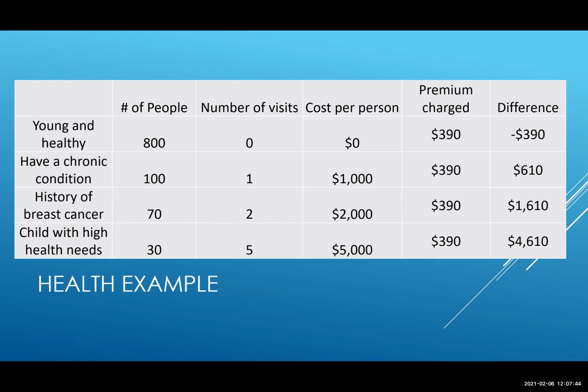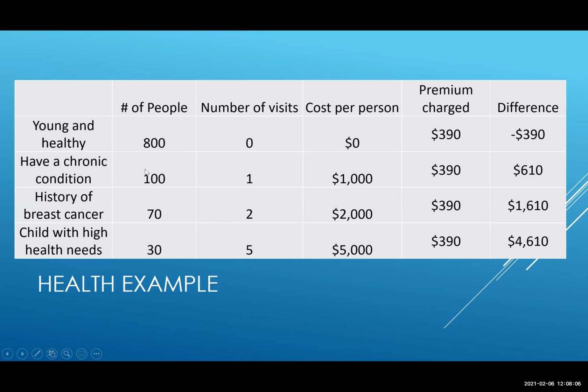So you have 800 people who are young and healthy. They never go to the doctor. The premium is charged, it is $390, right? So the difference is they don't have to pay that $390. So that's money in their pocket.